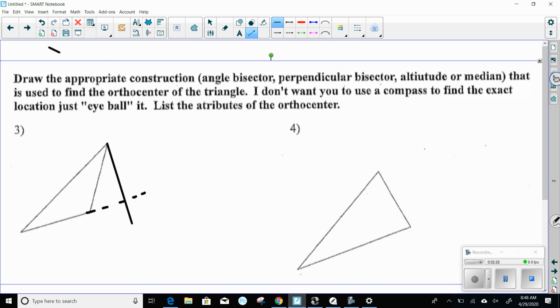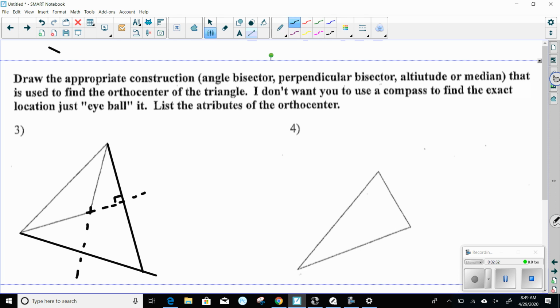Again, we're just eyeballing this. So something like that, it has to be perpendicular. Pick another angle and do the same thing. So let's do this one over here. That means I have to extend out this side. And draw a line that is perpendicular to it. Something like that. That has to be perpendicular. So this point right there is going to be the orthocenter.